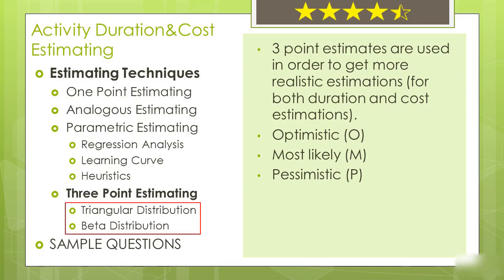Generally, calculation for two distribution types is done for estimating. These are triangular distribution and beta distribution. For both of the distribution types, we use all optimistic, most likely, and pessimistic scenarios.